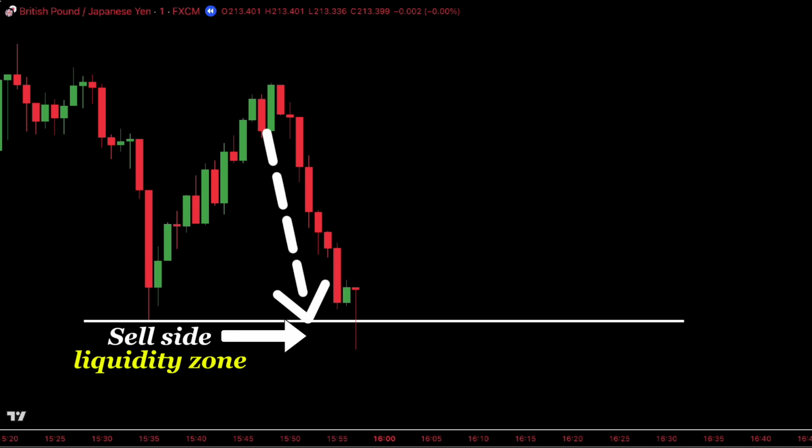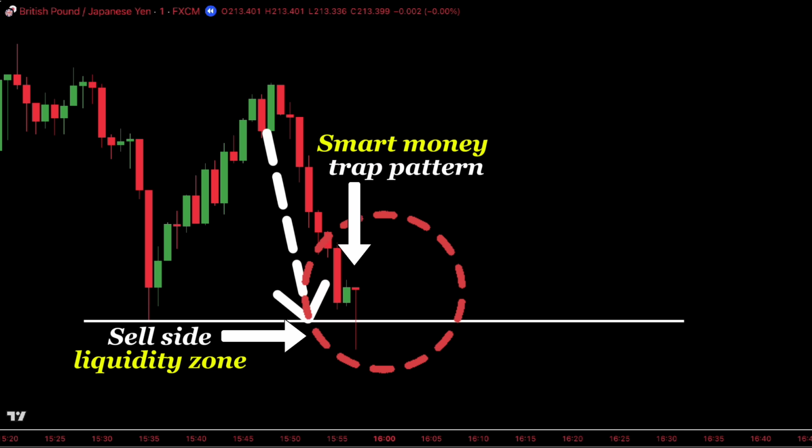Price then retraces back to this level, and as it approaches it, a smart money trap pattern forms. First, we have the mother candle. Then, a smaller baby candle forms inside its range.